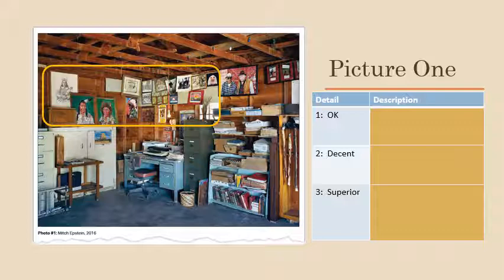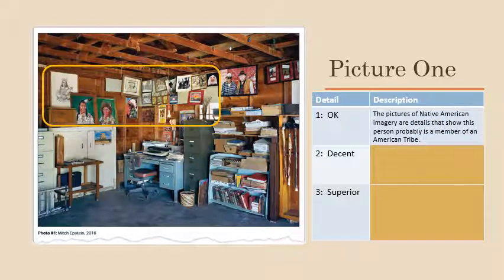And so if I were to write this on my worksheet and maybe not be quite as insightful as I wanted to be, then this would just be an okay description. I might write this: the pictures of Native American imagery are details that show this person probably is a member of an American tribe. In that case, we've noticed the images, we've noticed the details, but our takeaway from that is fairly simple. We've said this person has Native American imagery, therefore they are probably a Native American.